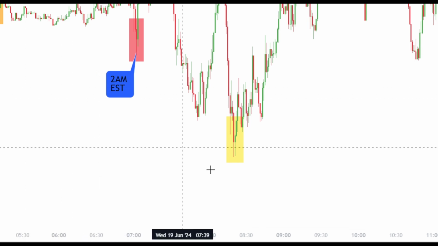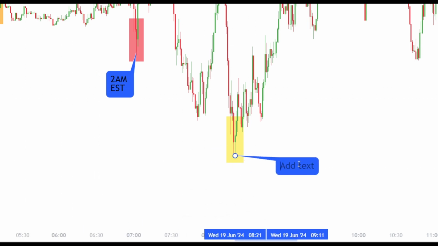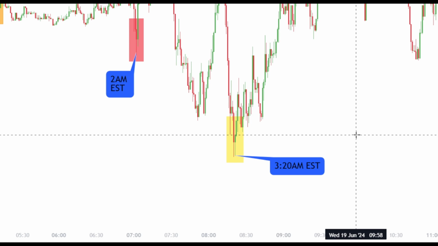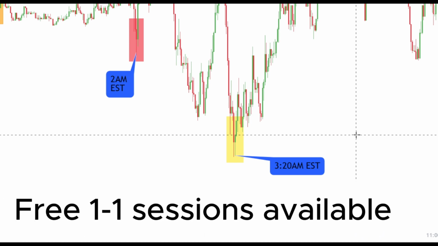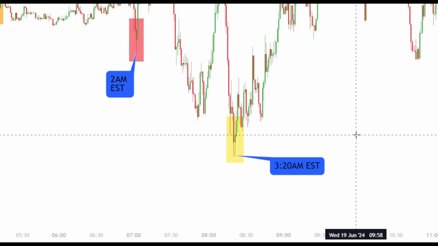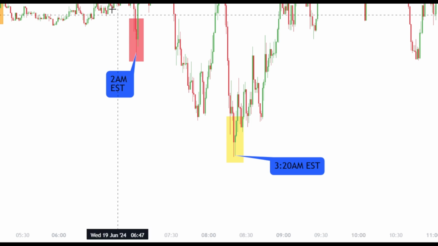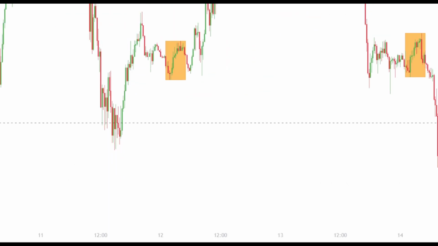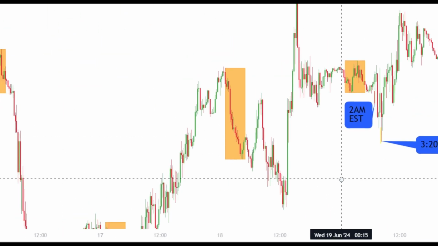What time did this occur? This is 3:20 a.m. Eastern. There's a big difference when it comes to this. It's an hour and 20 minutes, almost 90 minutes different. The significance of this is that time plays a crucial role. So I'm now going to head up to a higher time frame, the 15-minute time frame, where we can analyze this in a little bit more detail.